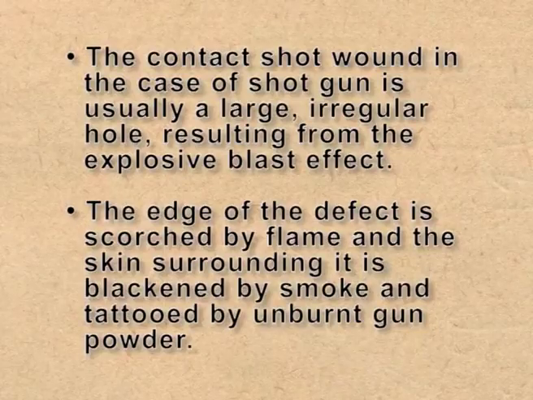If we see the characteristics of the entry wound, depending upon the range of firing, they can be divided further. First is the contact shot. The contact shot wound in the case of a shotgun is usually a large irregular hole resulting from the explosive blast effect. The edge of the defect is scorched by flame and the skin surrounding it is blackened by smoke and tattooed by unburnt gunpowder. An imprint abrasion produced by the muzzle end may be seen. The shot, which comprises a bunch of pellets, passes into the body as a solid mass. The injured tissue is usually cherry red in color.